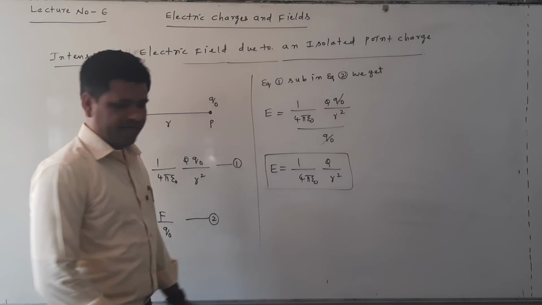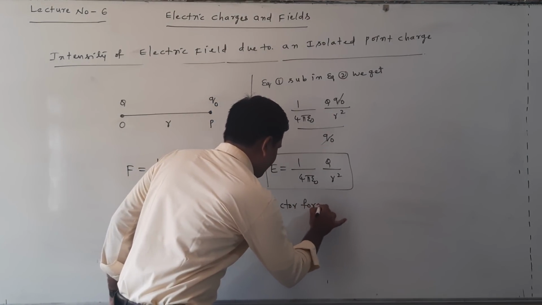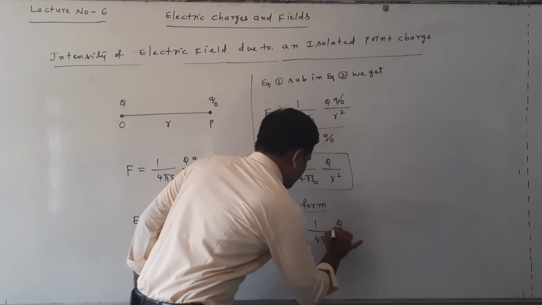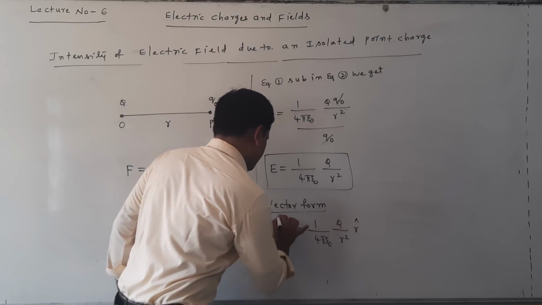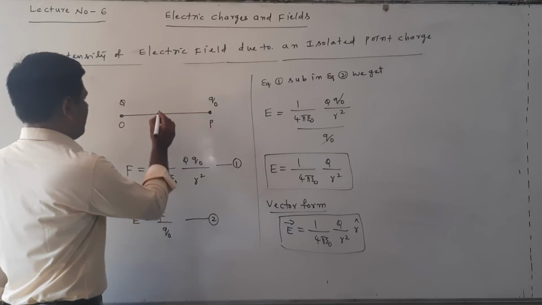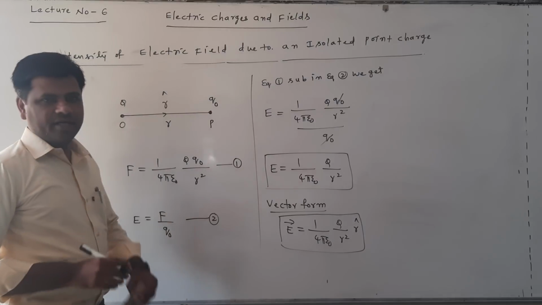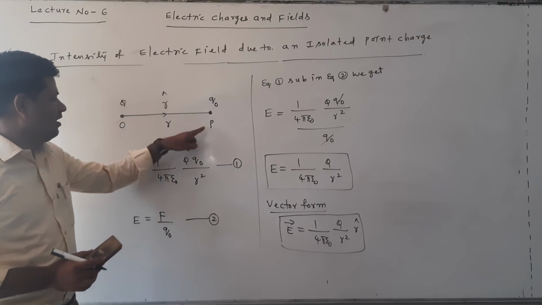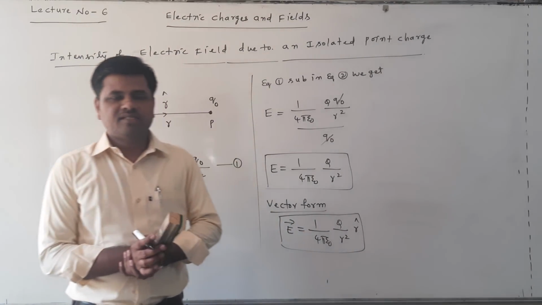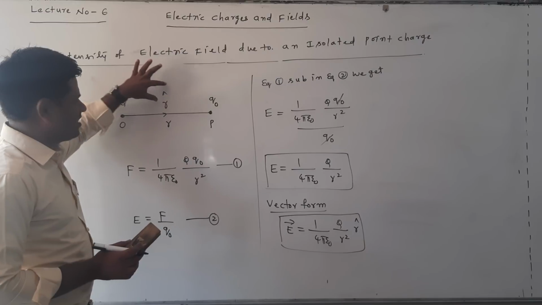Suppose we are writing the vector form. The vector form can be written as E bar is equal to 1 by 4 pi epsilon naught q by r square into r cap. Here, what is the r cap? Here r cap is a unit vector in this direction, from q to o to p. Along this line joining o to p, we take the unit vector as r cap.